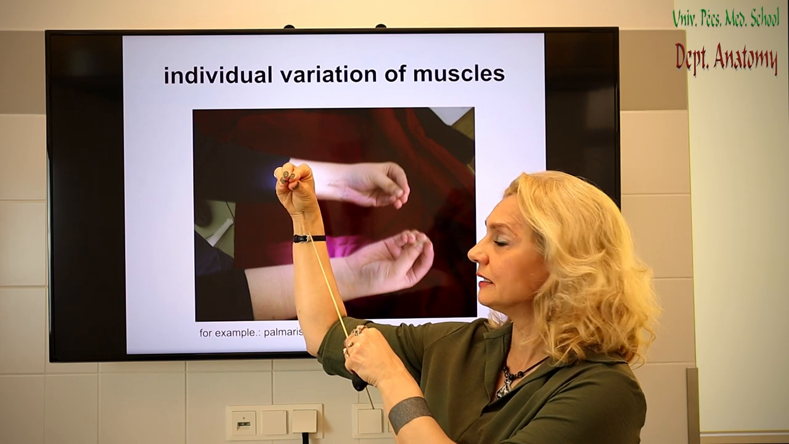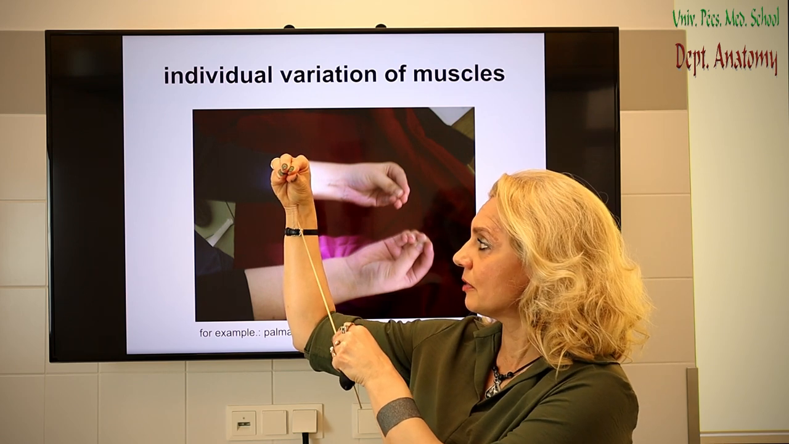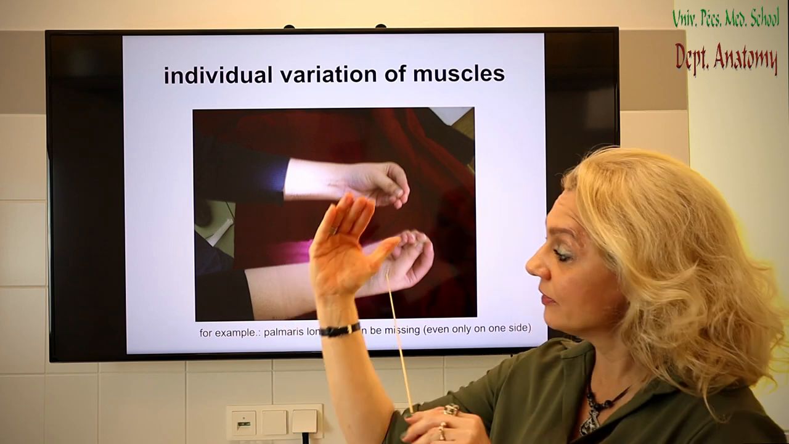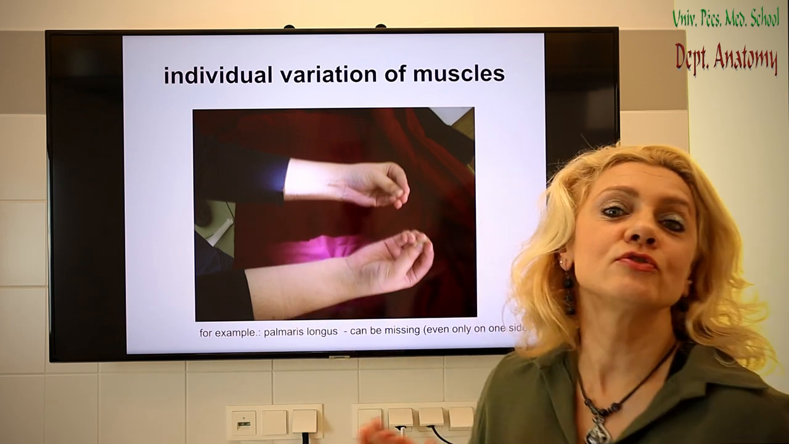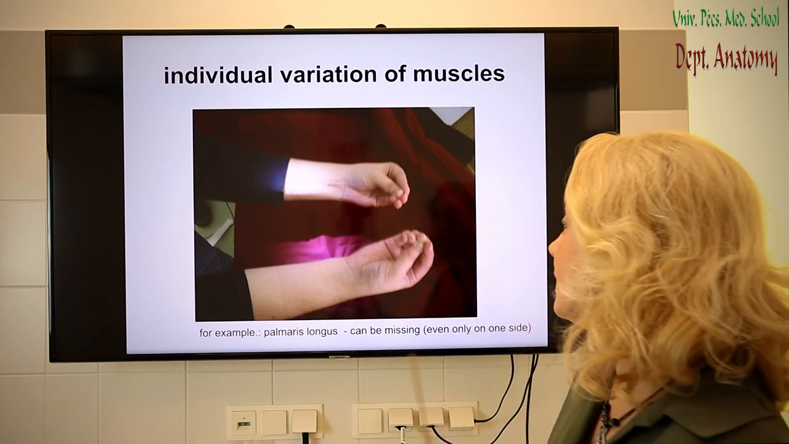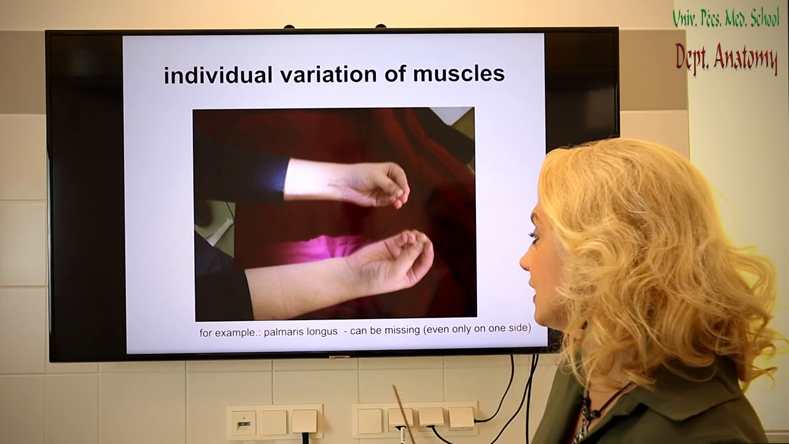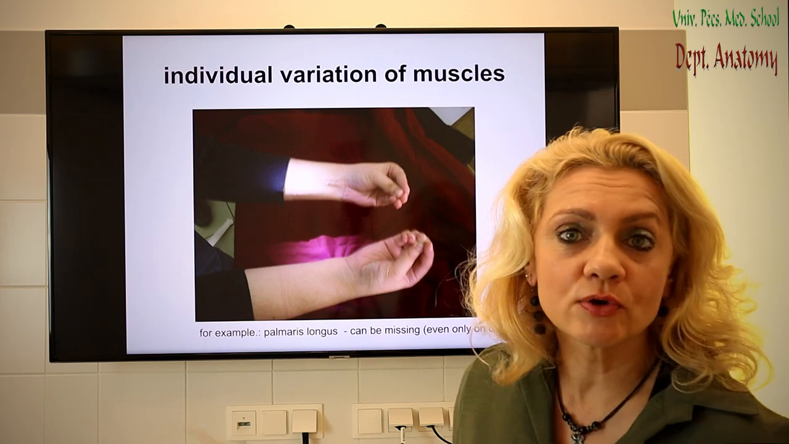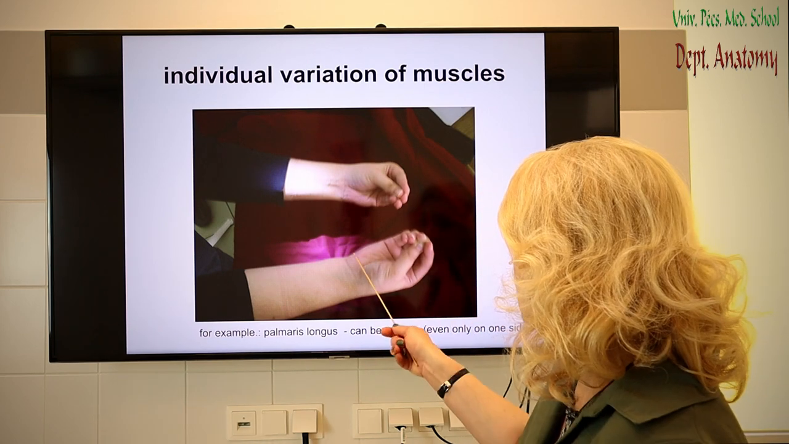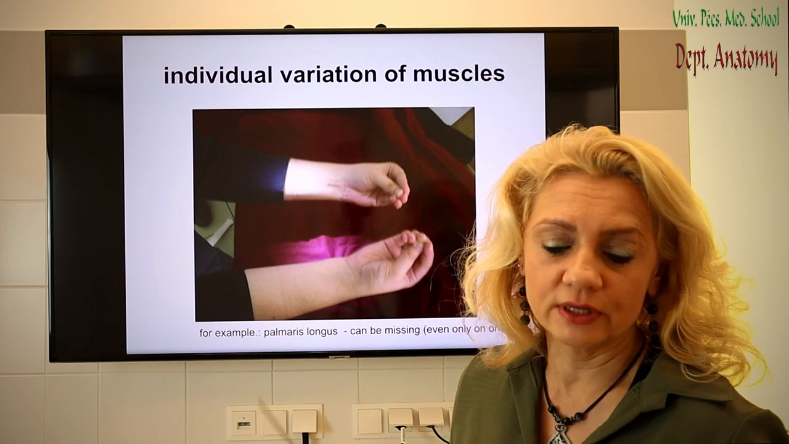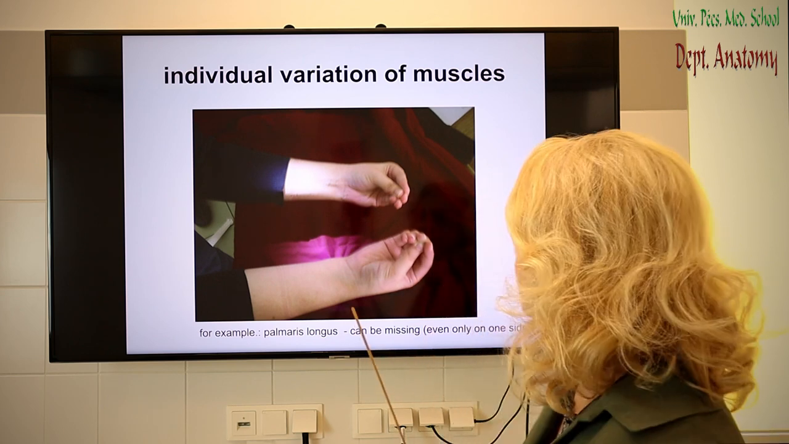this tendon in the middle. This is the palmaris longus. If it's flat for you, then you don't have the palmaris longus, but don't feel disabled, because it's a very common variation, and the aponeurosis in this case will start from the flexor retinaculum, so there is absolutely no problem.